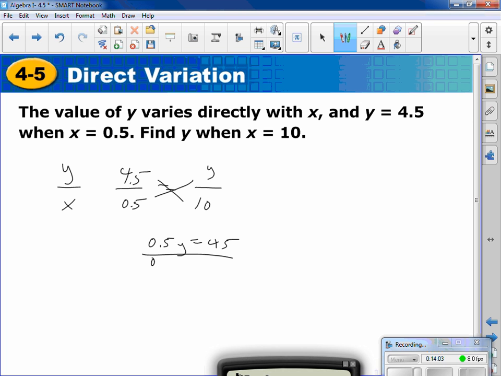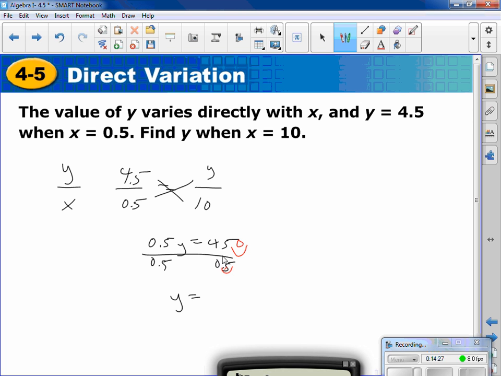Divide by 0.5. Now, I'm not using a calculator here. I'm going to move the decimal point over 1 and make that a 5. If I do that on the bottom, I have to do that on the top. So I have 450 over 5.